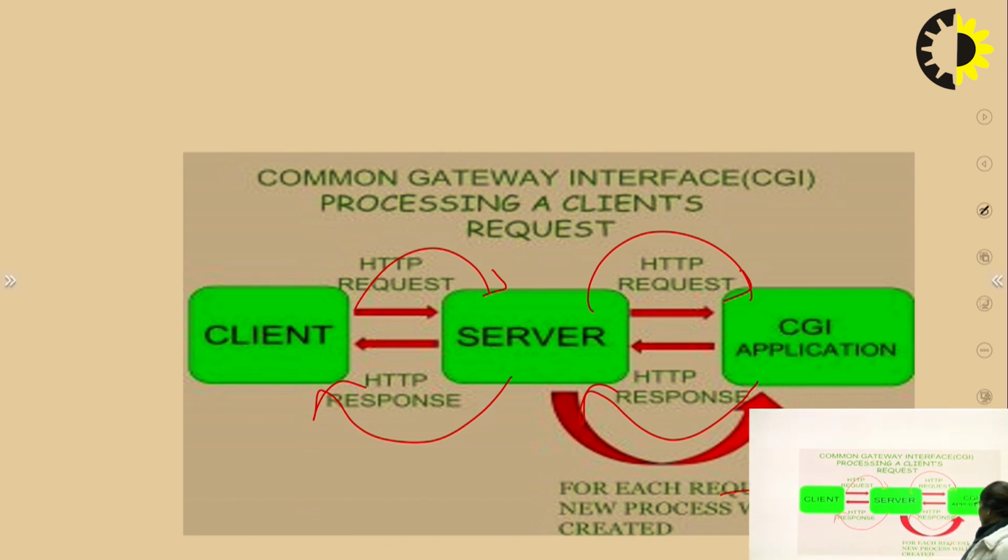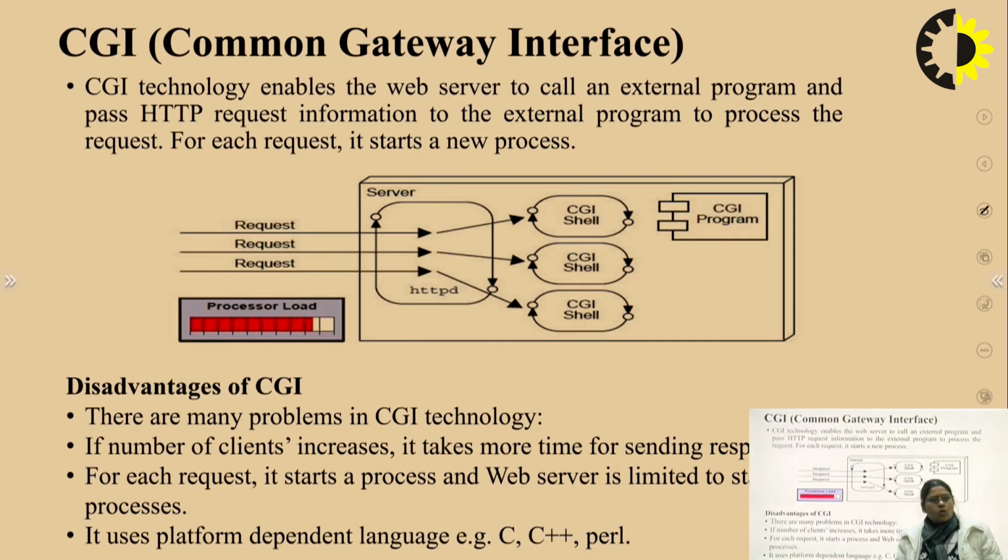So for each request, a new process will be created in CGI. This is the whole process of CGI: for each HTTP request, a CGI shell will be created. So CGI technology enables the web server to call an external program and pass the HTTP request information to the external program to process the request. And for each request, it will start a new process.